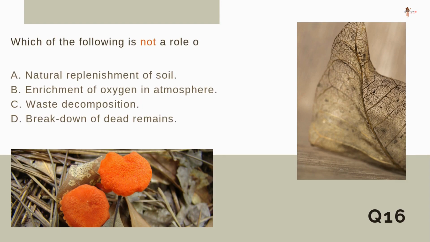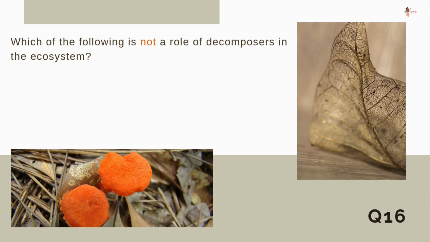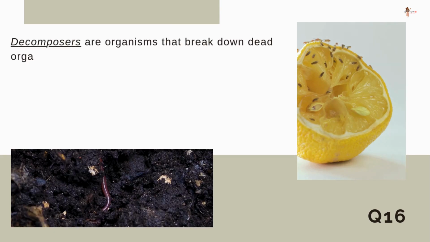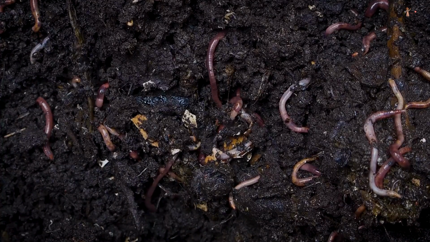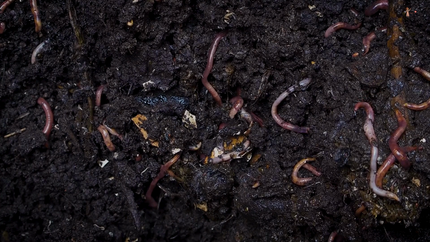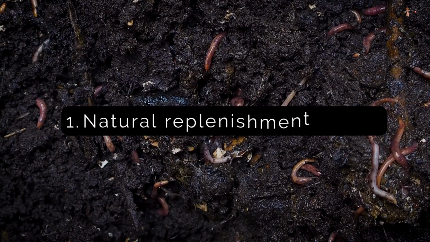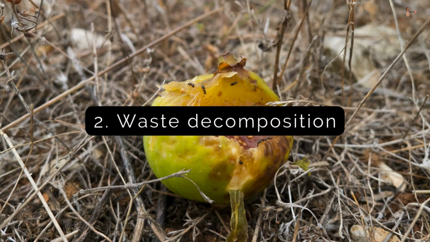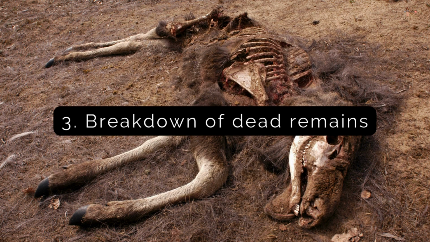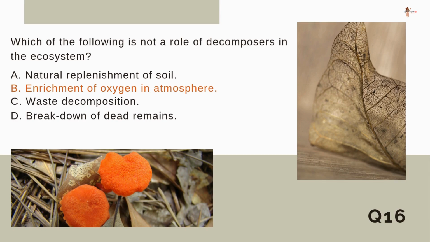Which of the following is not a role of decomposers in the ecosystem? Decomposers are organisms that break down dead organisms and waste, which helps replenish soil and recycle nutrients. They are important for the ecosystem because they help make room for new life. Their main role lies in the natural replenishment of soil, waste decomposition, and breakdown of dead remains. However, enrichment of oxygen in the atmosphere is not a role of decomposers in an ecosystem.